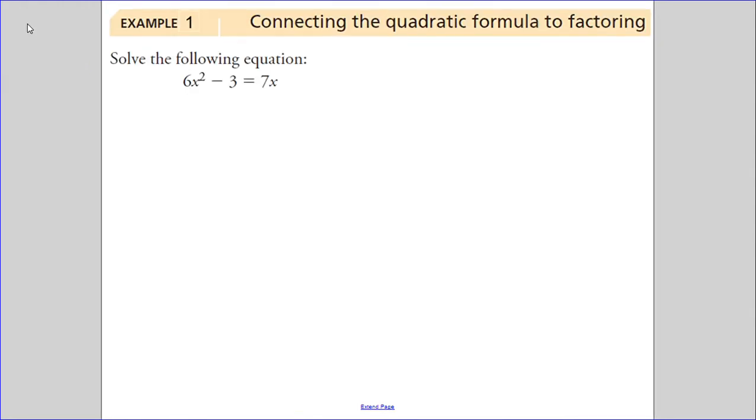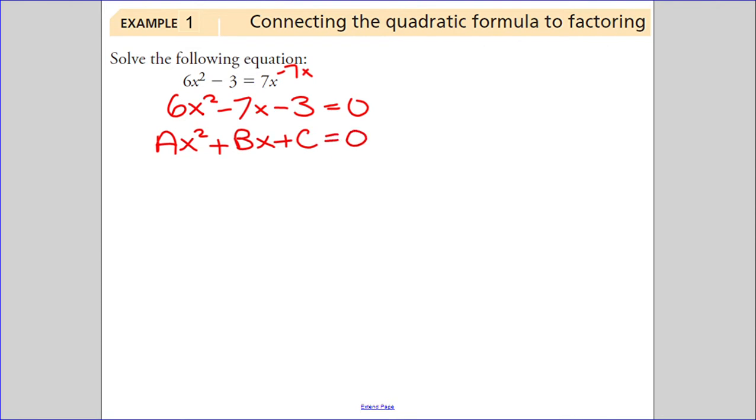First thing I need to do here is to make this equal to 0. 6x squared, I'm going to take the 7x and subtract it over to the other side. So 6x squared minus 7x minus 3 equals 0. So now I have this form of ax squared plus bx plus c equals 0. And particularly I have a equal to 6, b equal to negative 7, and c equal to negative 3. Okay, so I have these relationships right there.